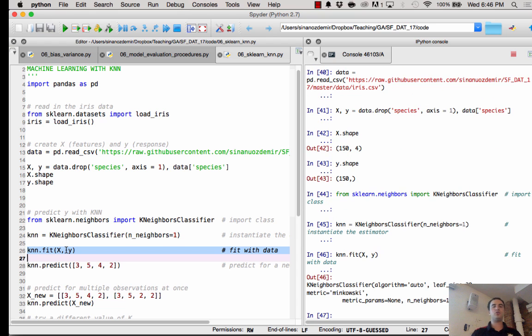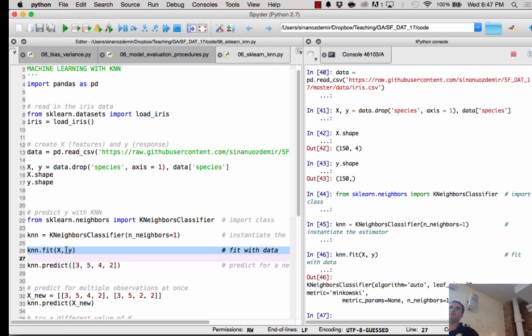Fit. Line 26. knn.fit. Now, knn is an object of our own creation. Think of it like a blank slate. When I create knn equals kneighbors classifier n neighbors 1, what I'm saying is this is an object that at some point in the future will be doing knn with n neighbors 1. Line 26, the highlighted one, is taking that blank slate and giving it two things. The predictors, comma, the response.